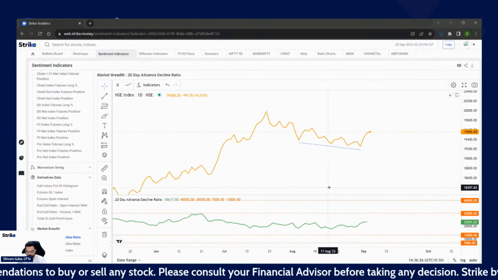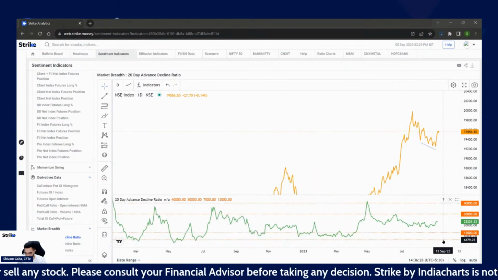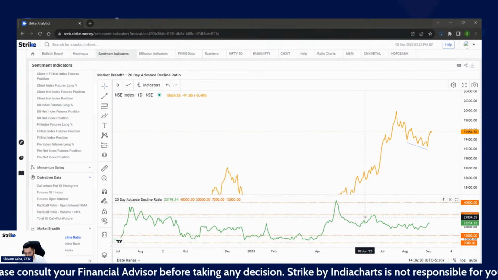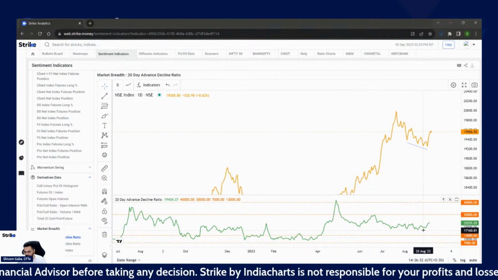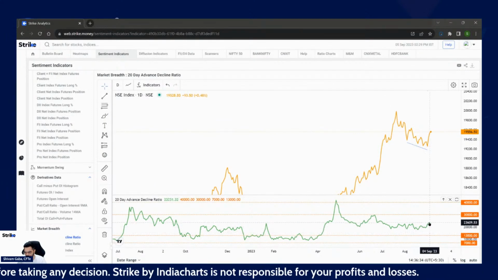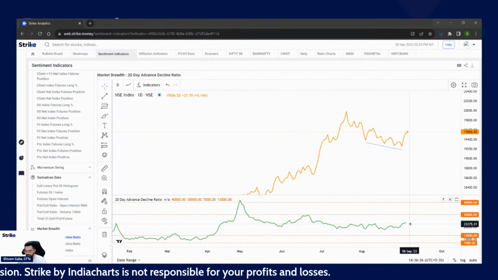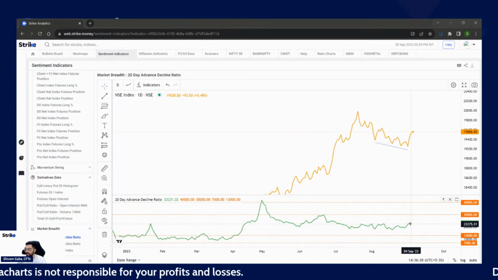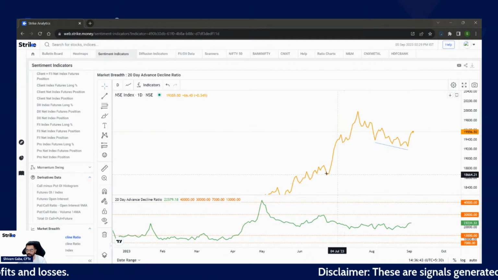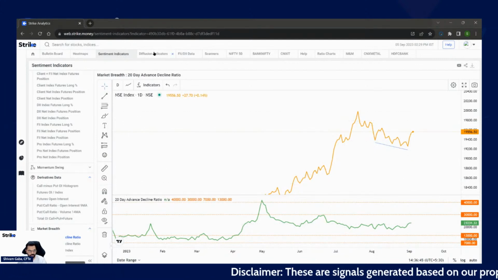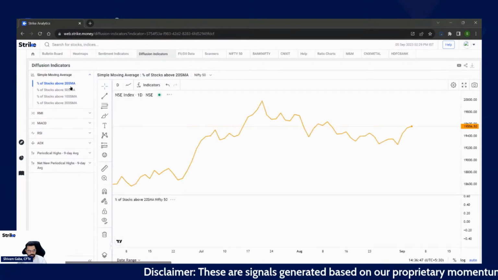And if I look at the advance decline ratio, you can see there were negative divergences that were building up, but now it has again made a higher high in the last few days. So the market is still strong. That is evident from the mid cap and the small cap index. So let's go into the diffusion indicators as well.